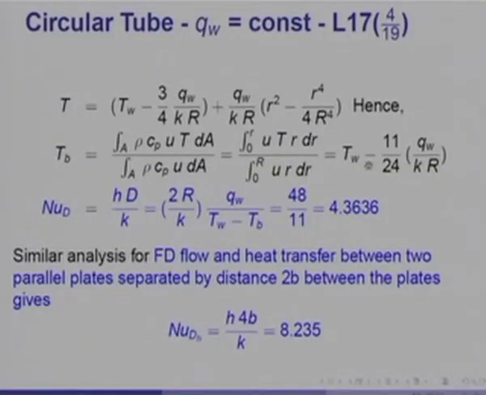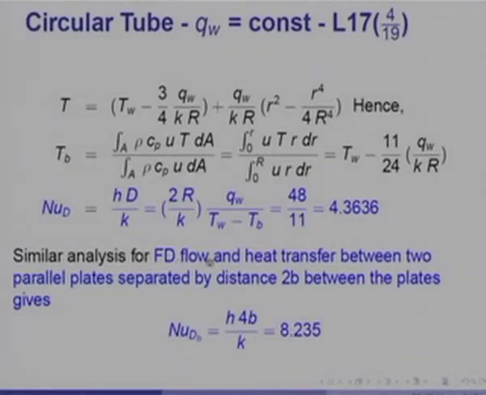So, you can now see that Nusselt number, which is defined as h d by k, will be equal to 2 R by k q wall over T wall minus T bulk, and T wall minus T bulk is 11 by 24 q wall R by k. So, that gives us 48 by 11 equal to the very well known result 4.3636, which you derived in your undergraduate course.